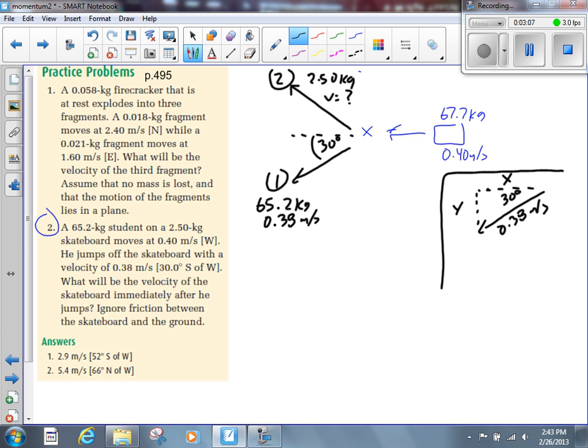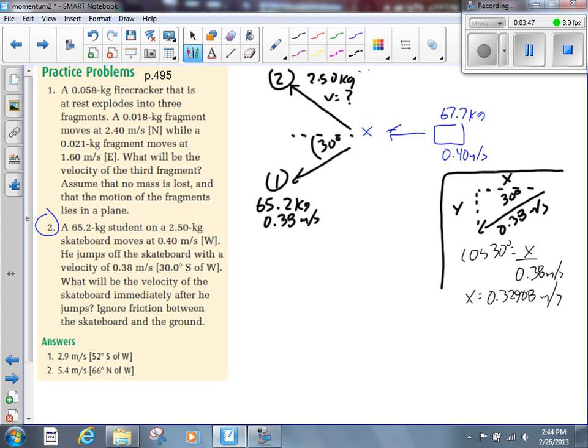Which side of the triangle is that x component? Opposite, adjacent, or hypotenuse? It's adjacent. So I'm looking for the adjacent side. I've got the hypotenuse. Which trig function am I going to use with adjacent and hypotenuse? Cosine, right. So let's say cosine 30 degrees is equal to x, that's the adjacent side, over the hypotenuse of 0.38 meters per second. X ends up being equal to 0.38 times cosine 30, 0.32908. Hey, good enough. 5 digits is good there.